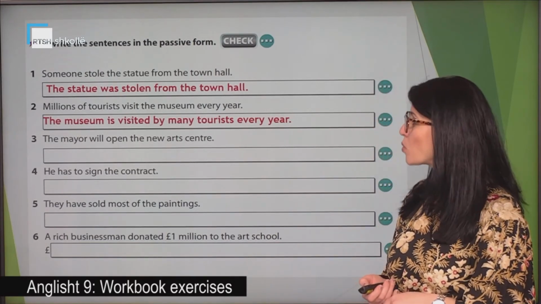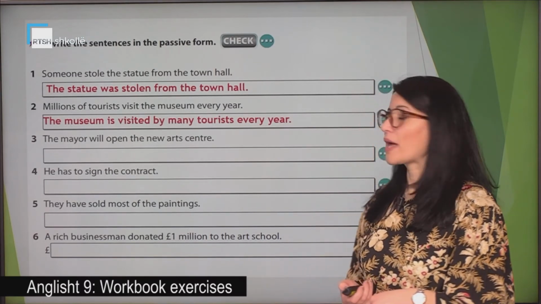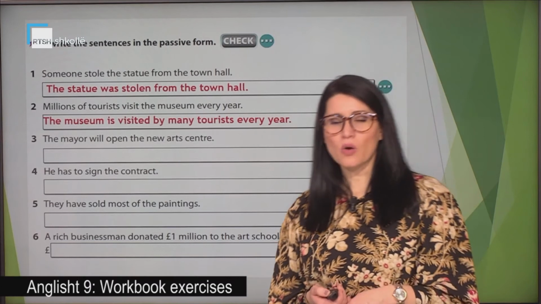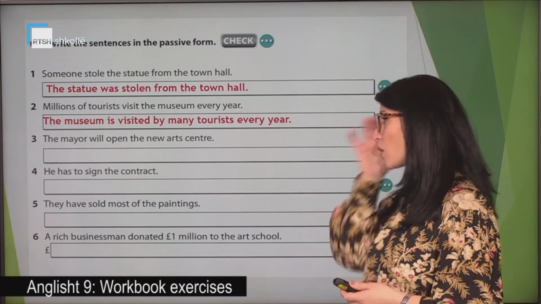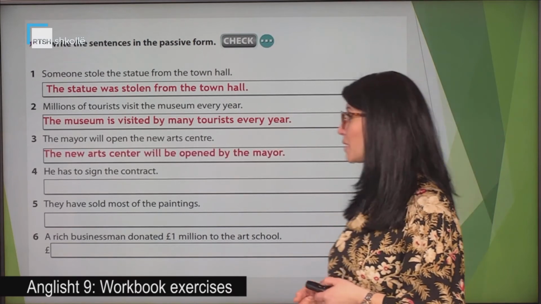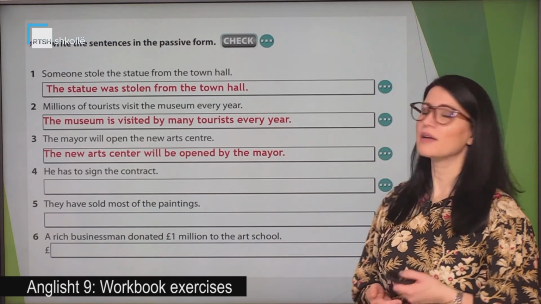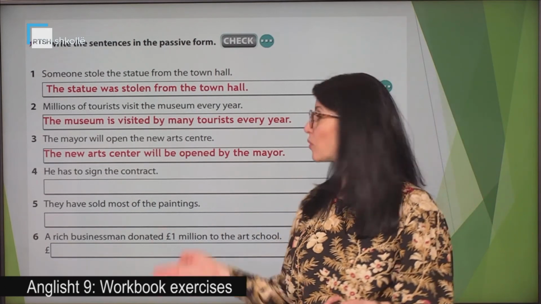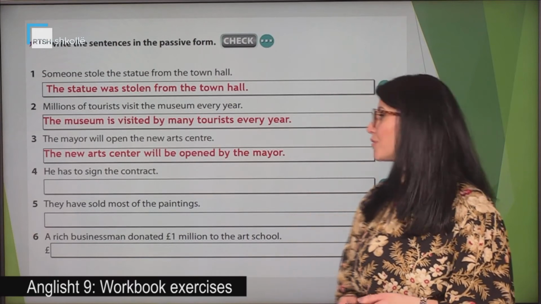The mayor will open the new arts center. We have got the verb will open. What tense is it? It is the future, right? So how will the passive be? The new arts center will be opened by the mayor. How have we formed the passive? Will be plus past participle of the verb.